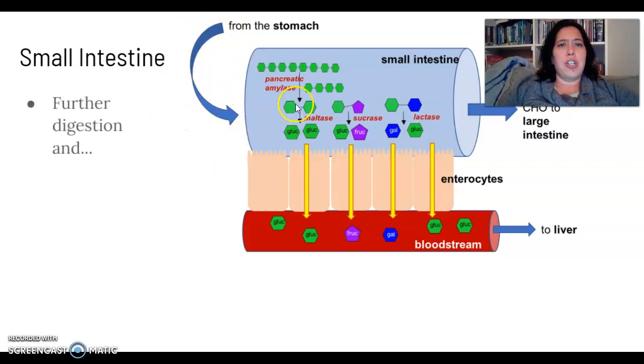Okay, so here we have our food coming in from the stomach. We have further digestion by enzymes. The major one for the breakdown of these glucose molecules is known as pancreatic amylase. So salivary amylase in the mouth, pancreatic amylase in the small intestine. And this helps break down those sugars.